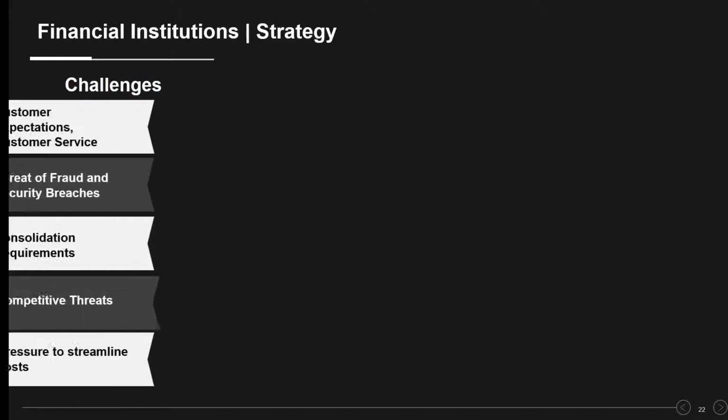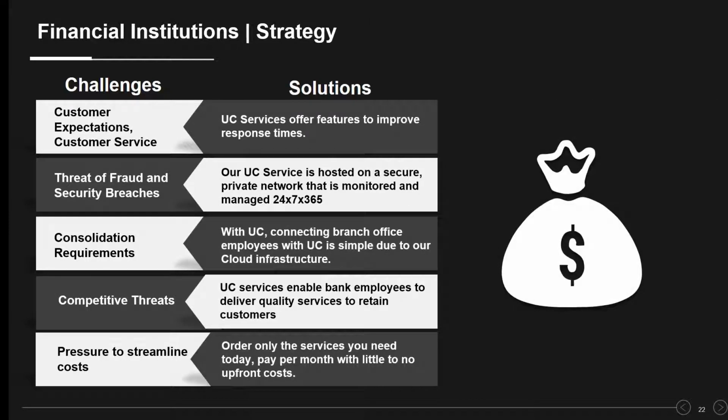Financial institutions or banks have a very unique set of specific challenges as well. With increased competition, they are focused more than ever on providing a higher level of customer service, all while managing security risk and fraud. By offering a UC cloud service delivered on a secure, carrier-grade network, these challenges are addressed, all while meeting their requirements for streamlining cost.